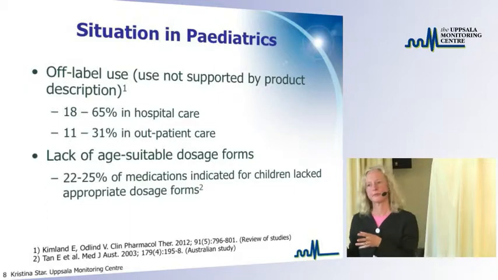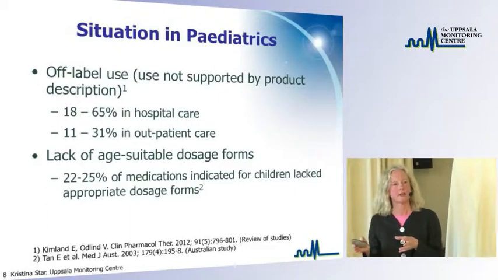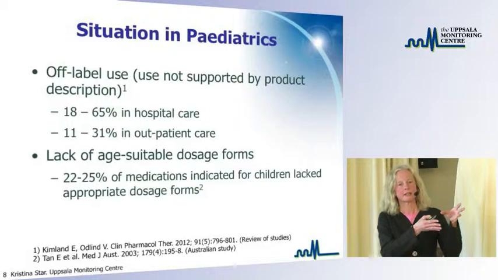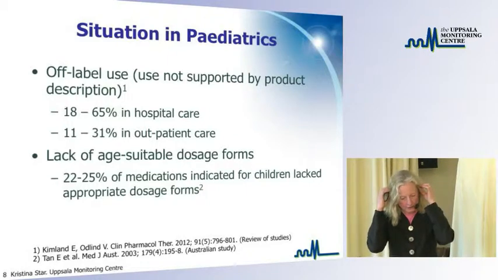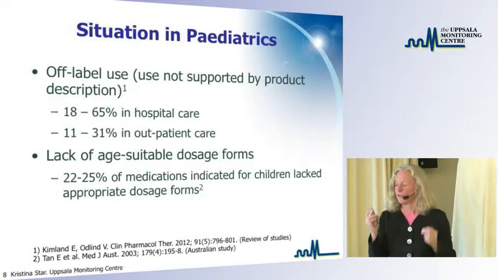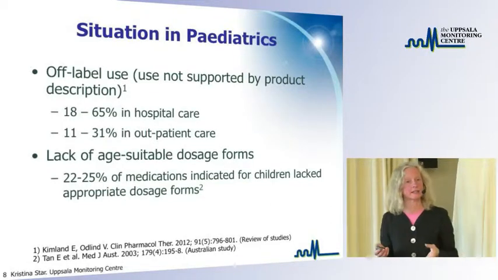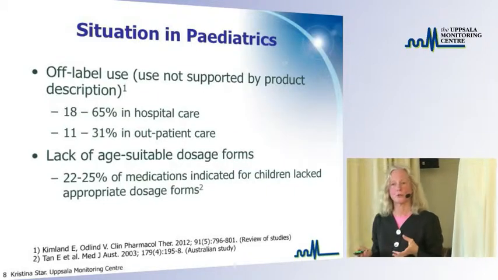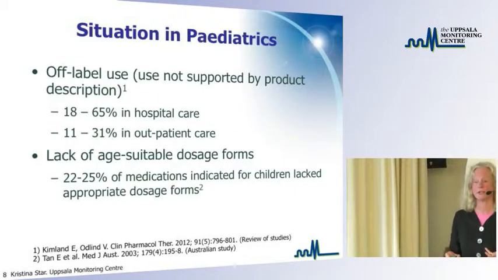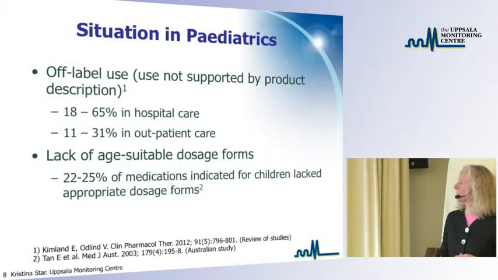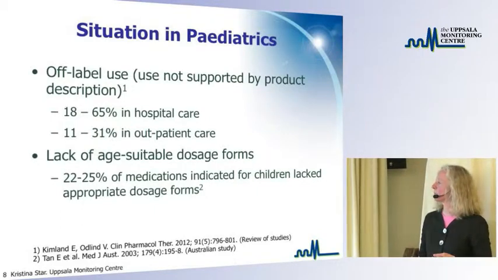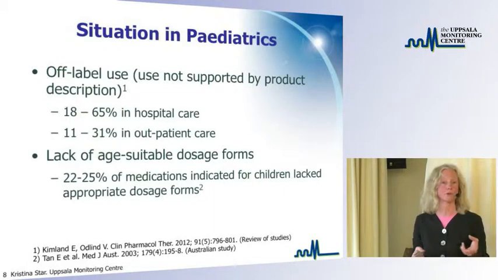Another issue, specific for children: when a drug has been developed for adults, for example tablets, they're not always suitable to give to a child. So there is a lack of suitable dosage forms. But even if a drug is labeled or has a recommendation to be used in children, a group of researchers saw that up to 25% of medications indicated for children actually lacked an appropriate dosage form.